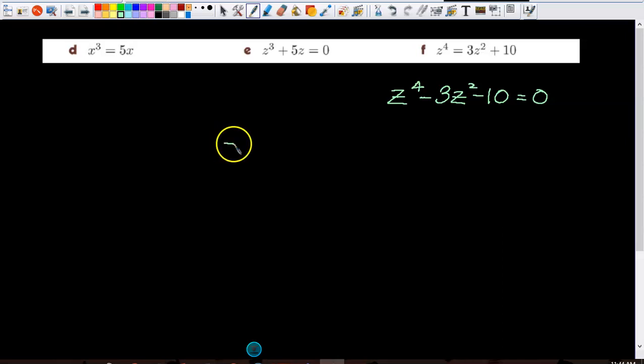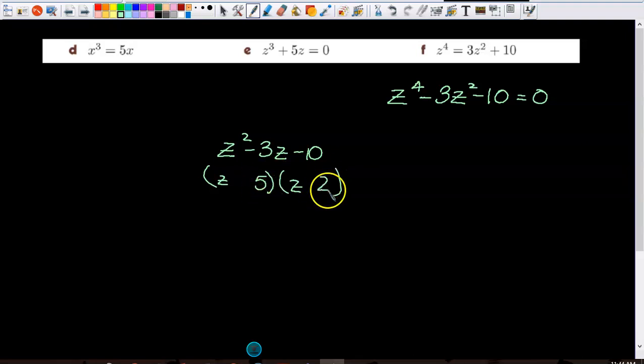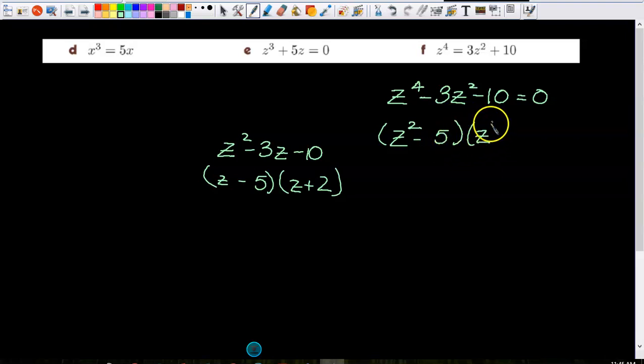But yeah, imagine if you just had z squared take 3z take 10. You'd factorize that normally. What two numbers times together give you 10 and have a difference of 3? Right, 5 and 2. So take plus, which means here we do exactly the same thing, but it's now z squared take 5, z squared plus 2.